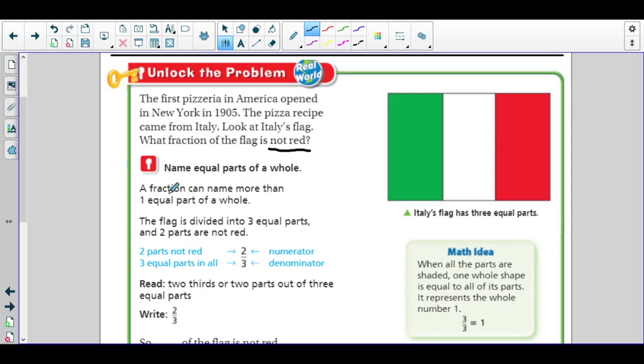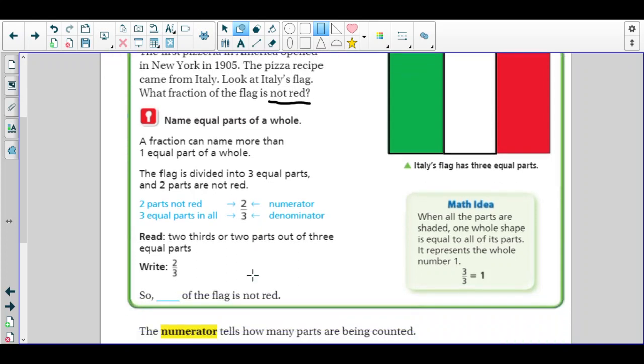So let's do some review here. Name the equal parts of a whole. A fraction can name more than one equal part. All right. So the flag is divided into three equal parts, and two parts right here are not red. All right. So 2/3 of the colors are not red.